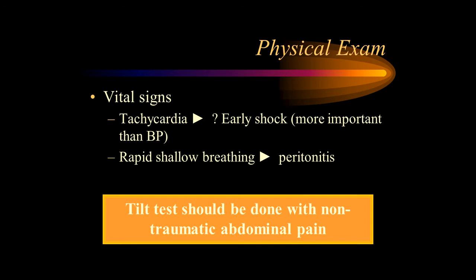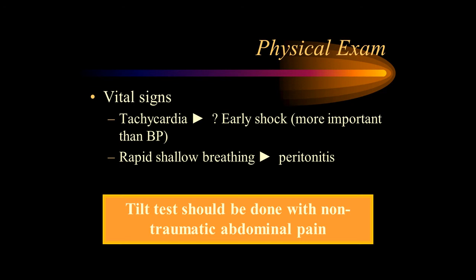Tilt test should be done with non-traumatic abdominal pain patients. Okay, what's a tilt test? A tilt test is where we take 3 blood pressures. We take the first one with them laying down and a corresponding heart rate, and then we have them sit up, ask them if they're dizzy, take another blood pressure and a corresponding heart rate, and then we have them stand up, see if they get more dizzy, check a blood pressure, corresponding heart rate.